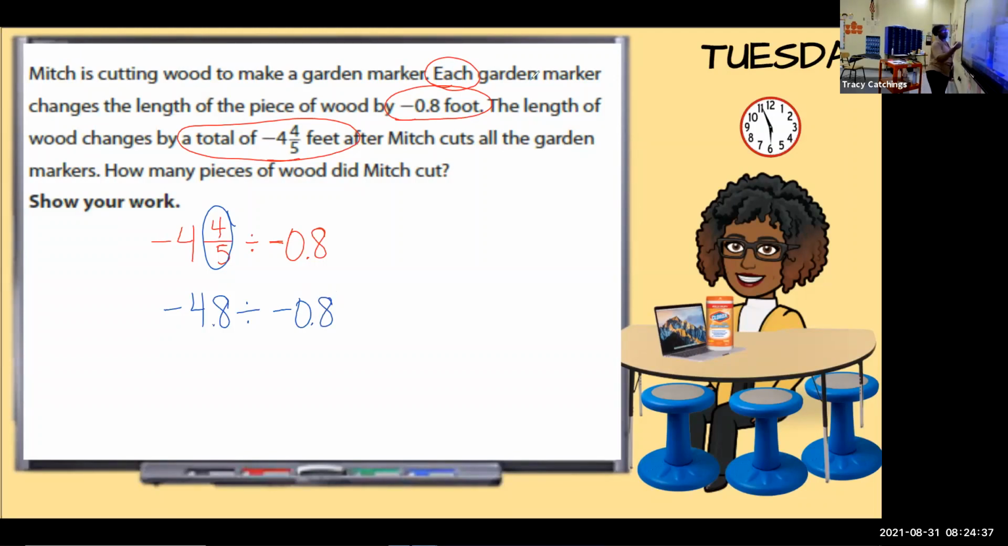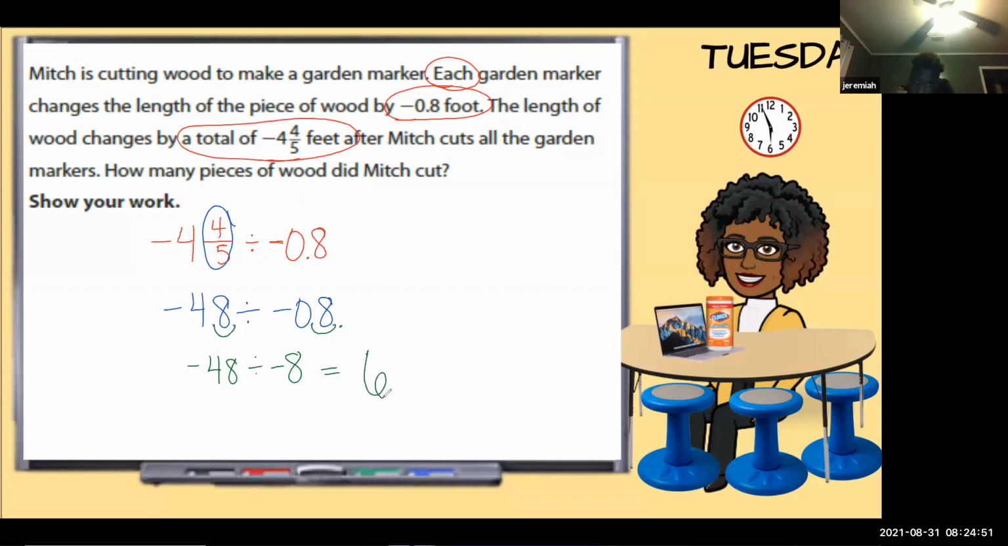All right, division told us if we shift in the divisor, we also have to shift on the inside. So now we have negative 48 being divided by negative 8. What would that be? 6. Would that 6 be positive or would it be negative?